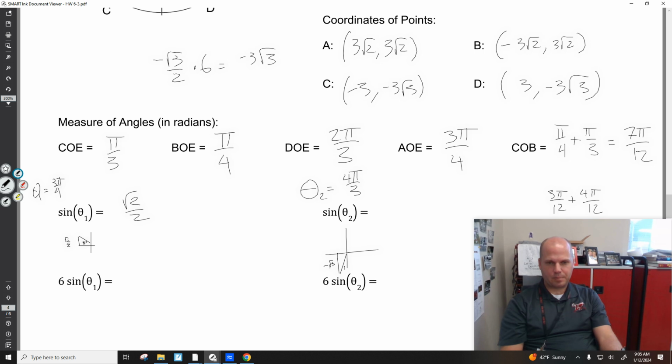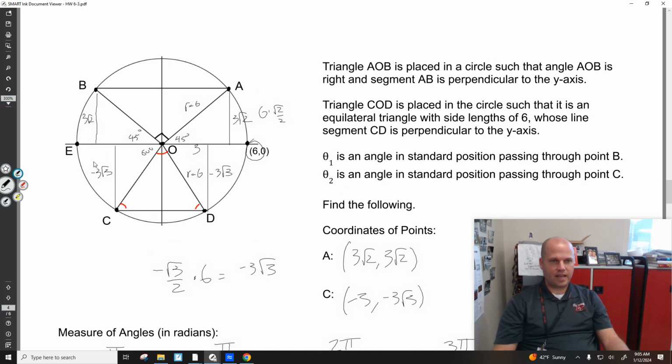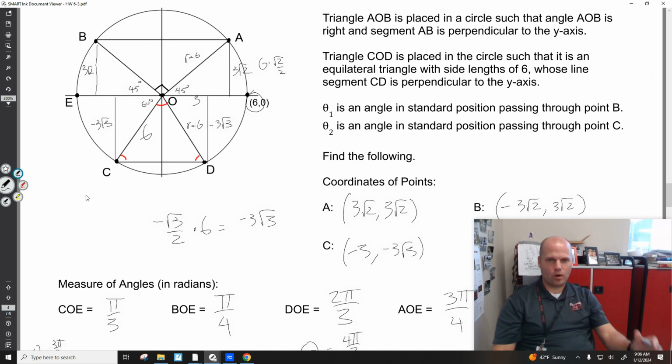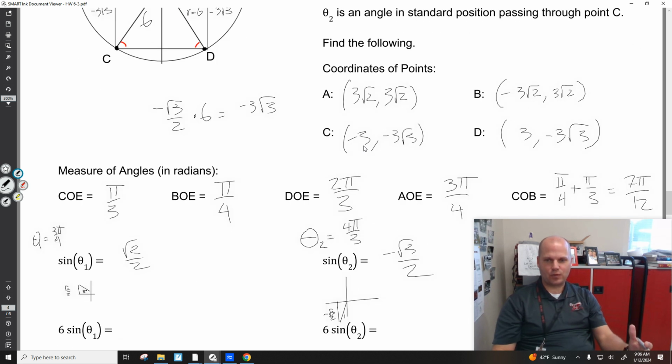Sine is going to be the opposite. The vertical length is negative root 3 over 2. Again, if you did negative 3 root 3 divided by 6, you get root 3 over 2. You could have done that if you wanted to. The sine of this angle, opposite over hypotenuse, is root 3 over 2, negative. This is you getting the y length. That y coordinate of C, negative 3 root 3, is what we're going to get.